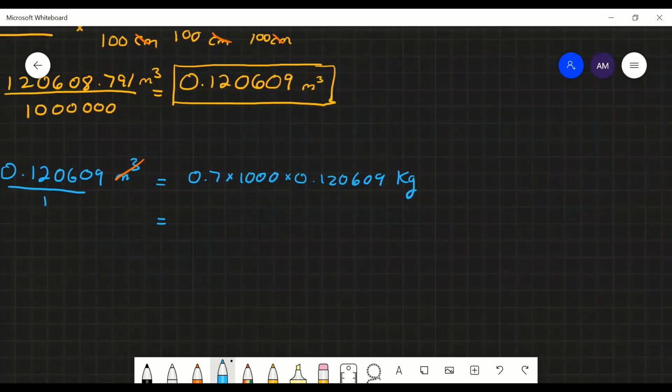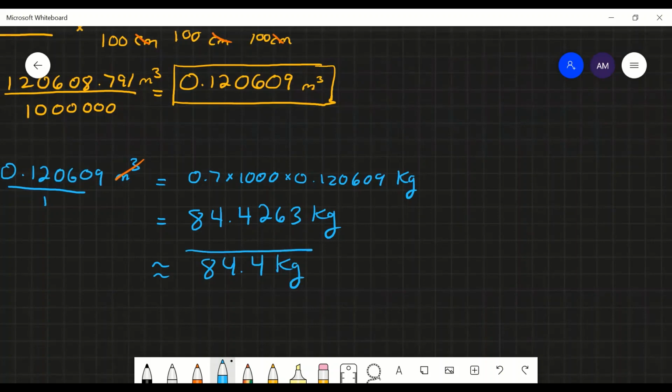So 0.7 times 1,000 times 0.120609. I'm getting 84.4263 kilograms. Something like that. We can round that, let's say 84.4 kilograms. This would be how much mass the table has.